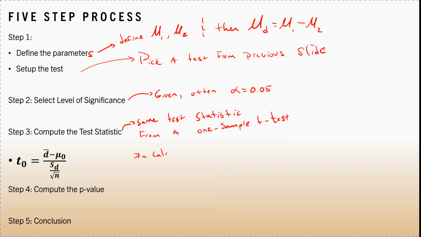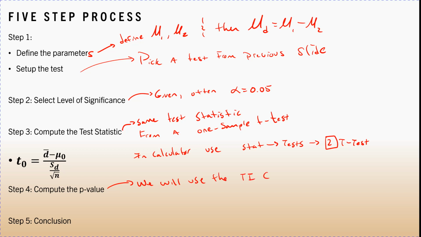So in the calculator, use stat, tests, and then option number 2 for t-test. Here we're going to let our calculator do this for us, and then we're going to compute the p-value, and again we will use the TI calculator for this. And then we're just going to make a conclusion.